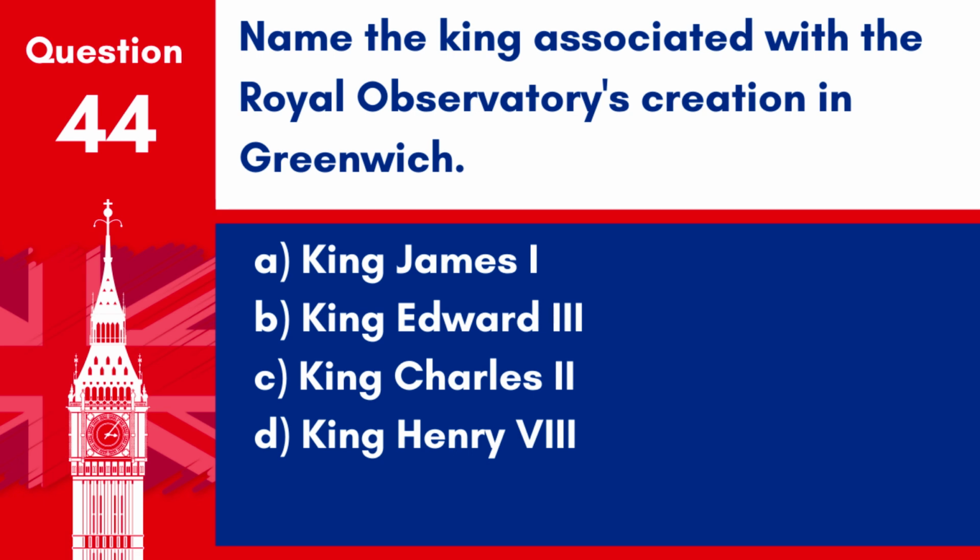Answer: C. King Charles II. King Charles II was instrumental in the creation of the Royal Observatory in Greenwich in 1675, which played a crucial role in the development of astronomy and navigation.